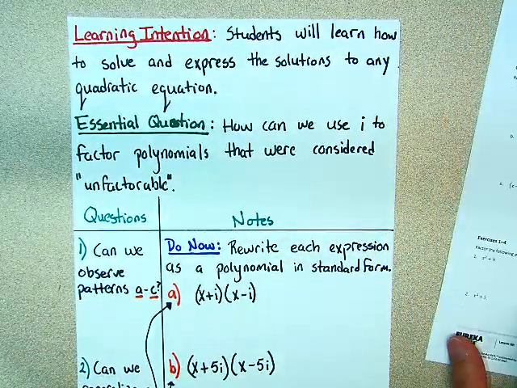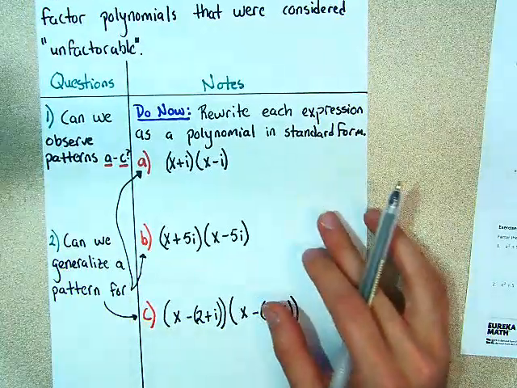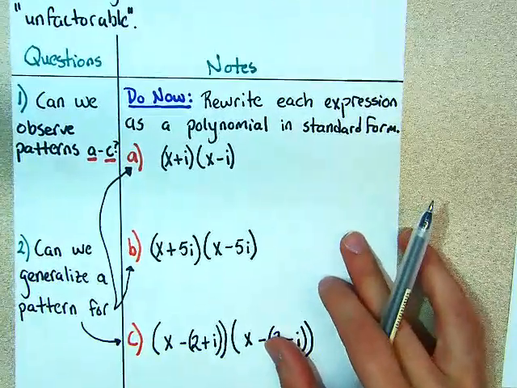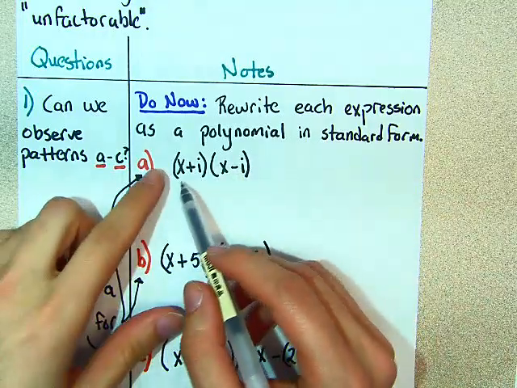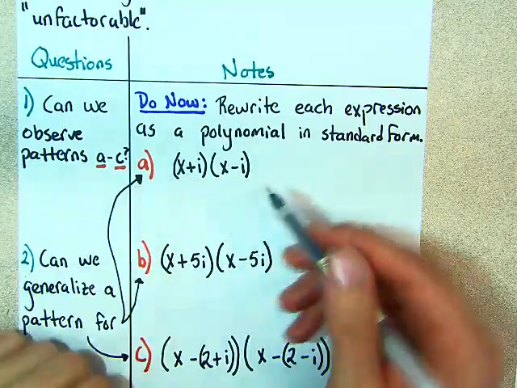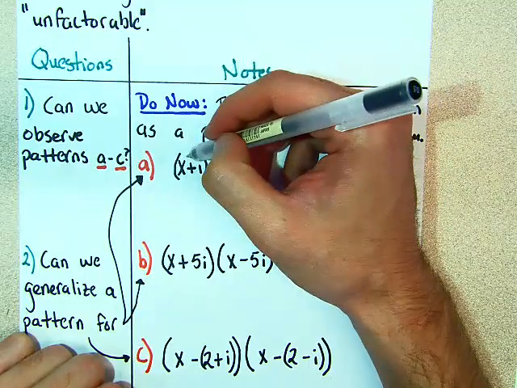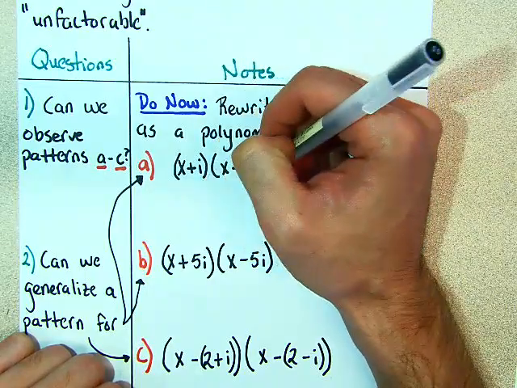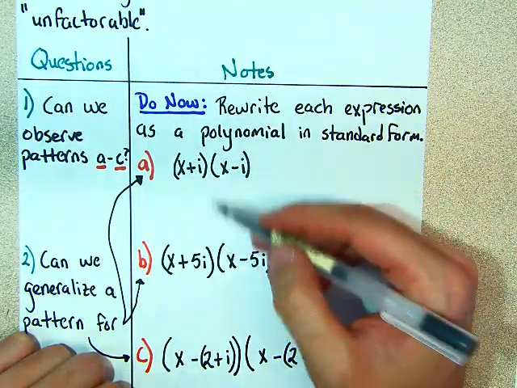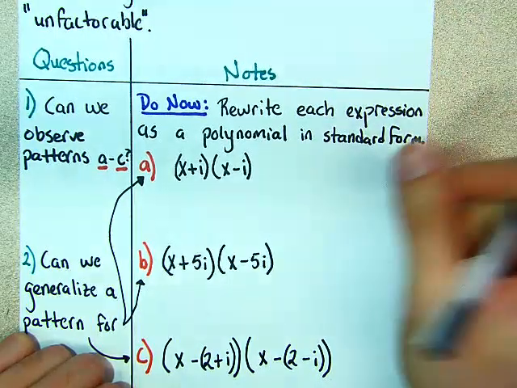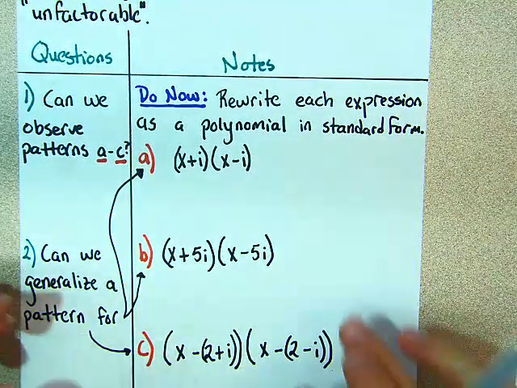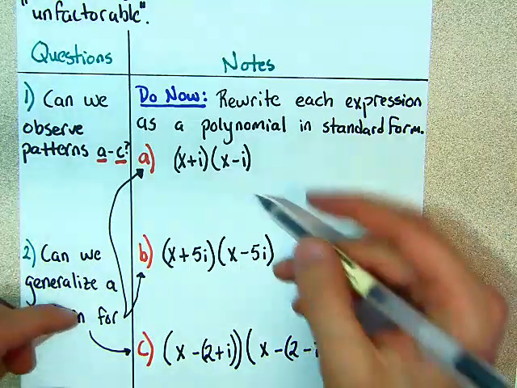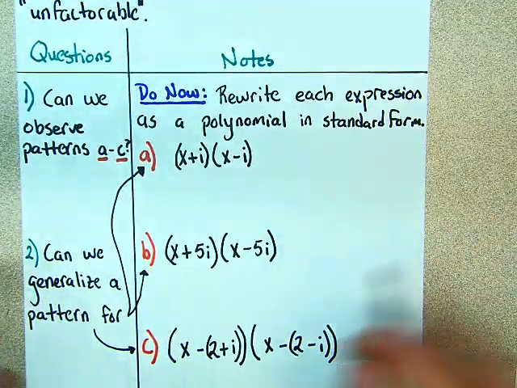Okie dokie. What I'd like you to do is, just to warm up, rewrite each expression as a polynomial in standard form. So here, all I want you to do is just FOIL this, right? Multiply this to this, this to this, this to that, this to this. You should be doing A and B nice and quick. C, I will work with you because C is a little tricky. You have to do something, okay? So pause the video and try and do these 2 by yourself and see what happens.